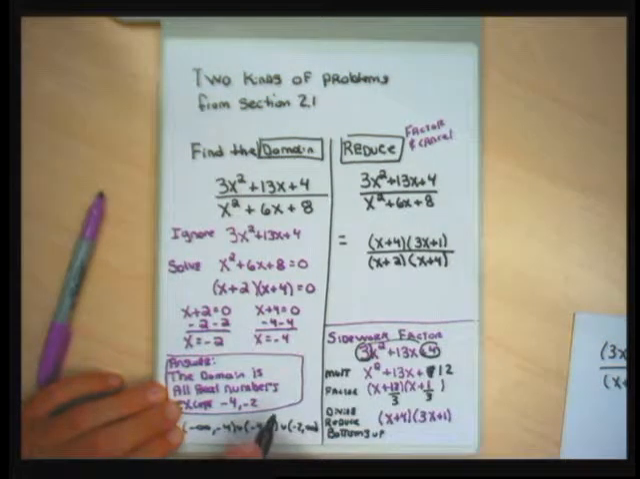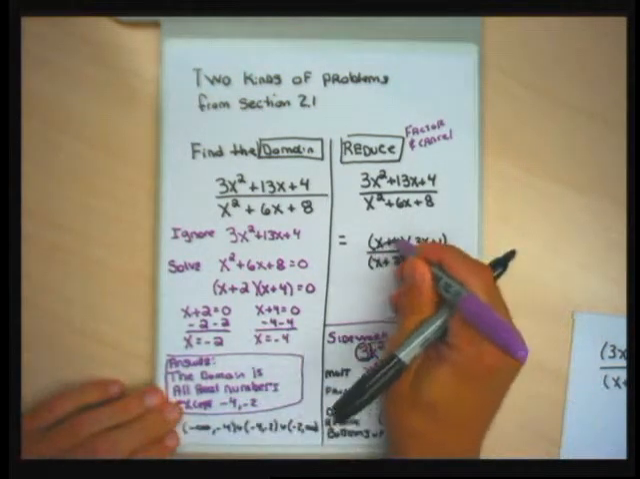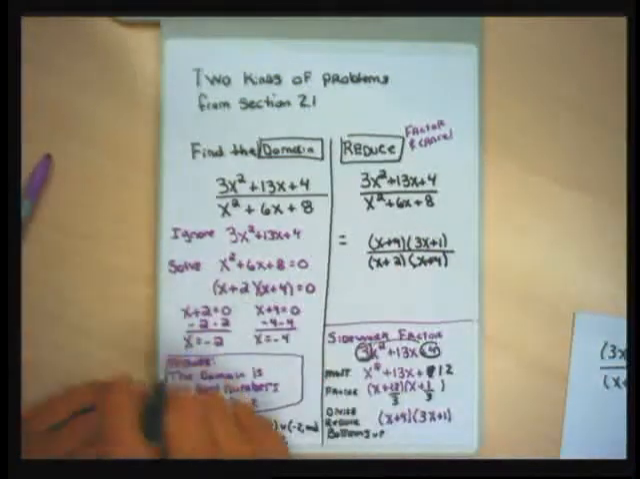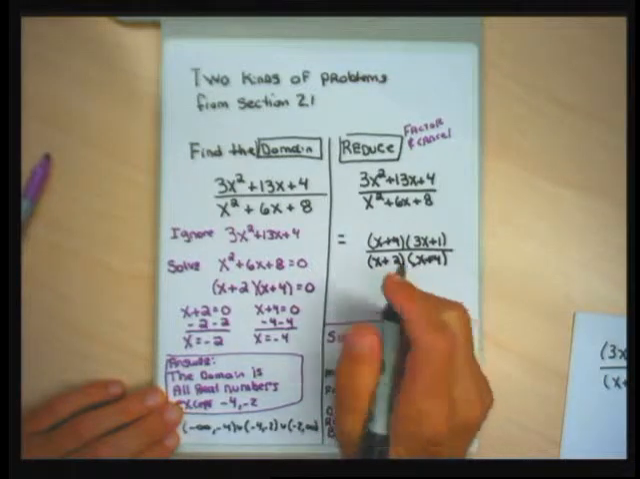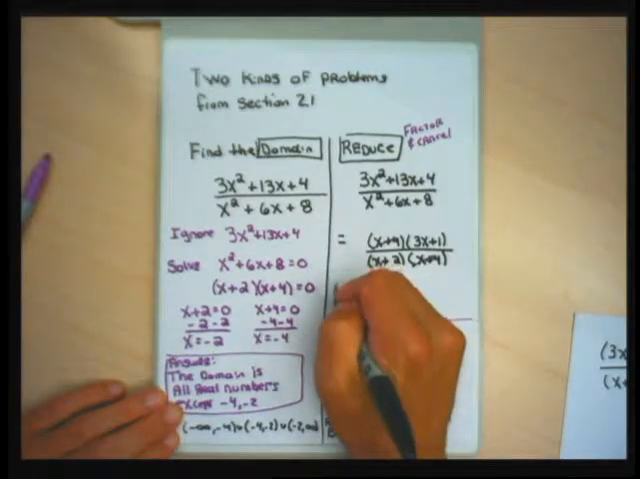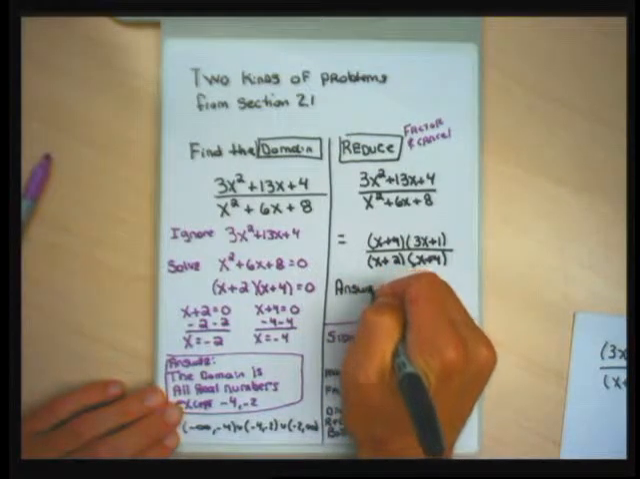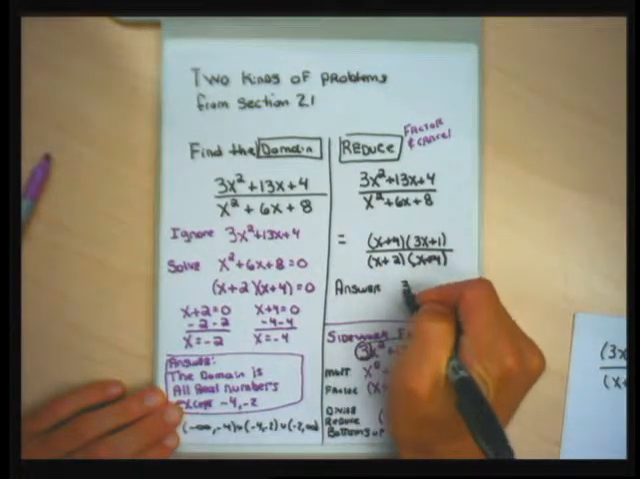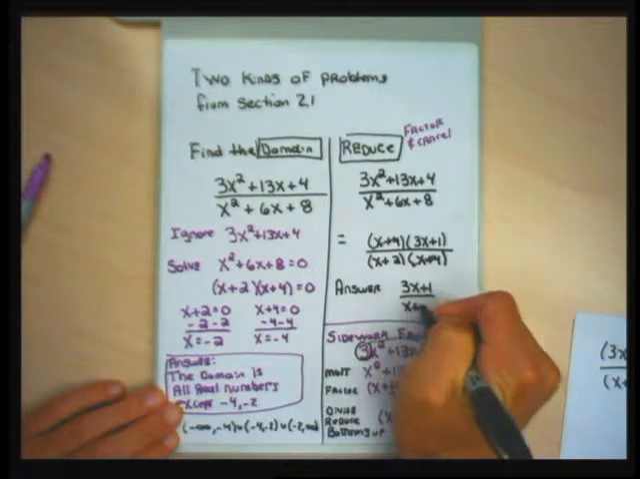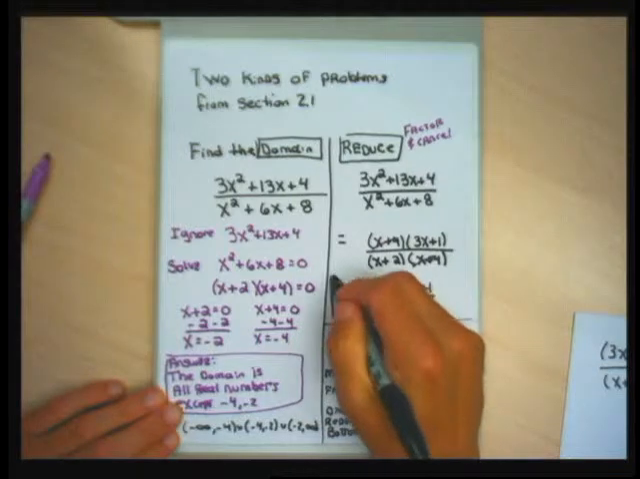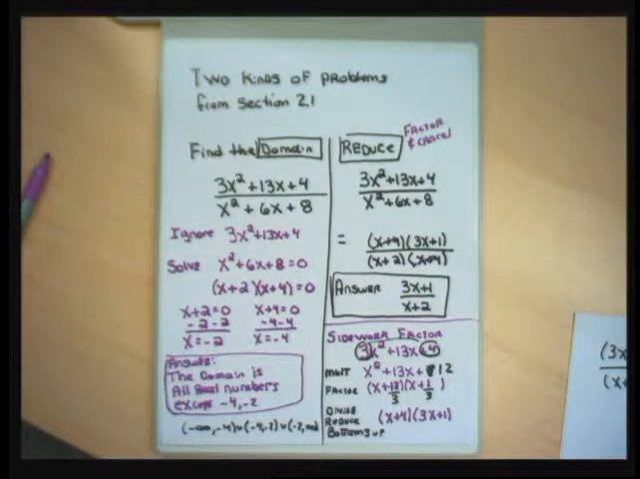So that's the factoring part of reducing this fraction. And now I'm going to cancel. The x plus 4s are going to cancel. And the 3x plus 1 and the x plus 2 don't cancel. They're going to be left in my answer, and I don't need the parentheses anymore. So I'm basically done. I'm ready to write my answer. And it's going to be 3x plus 1 over x plus 2 is what this fraction reduces to. And that's the end of that problem.